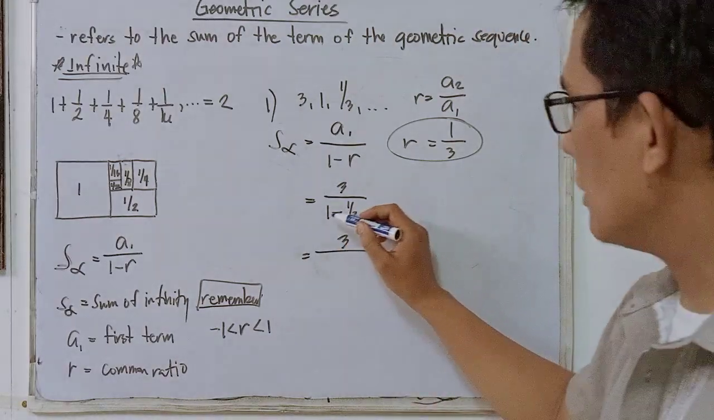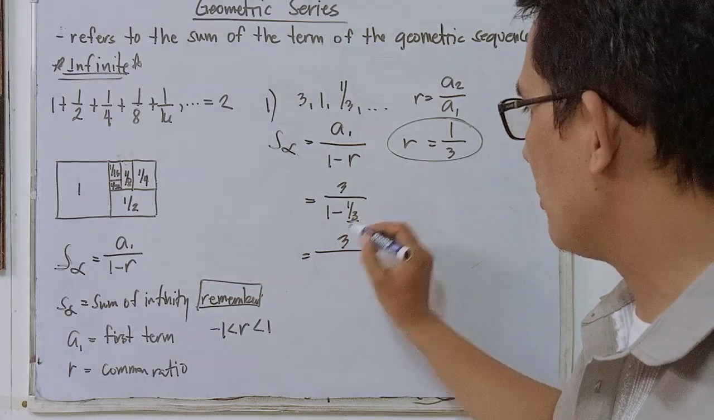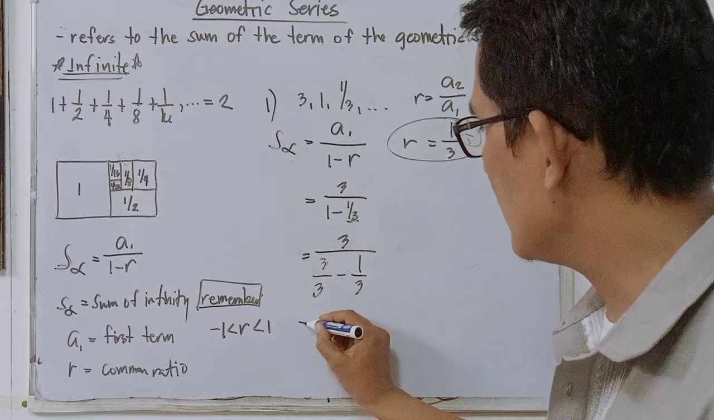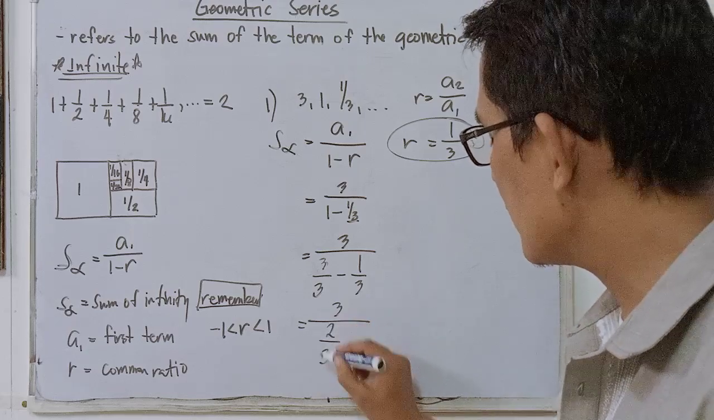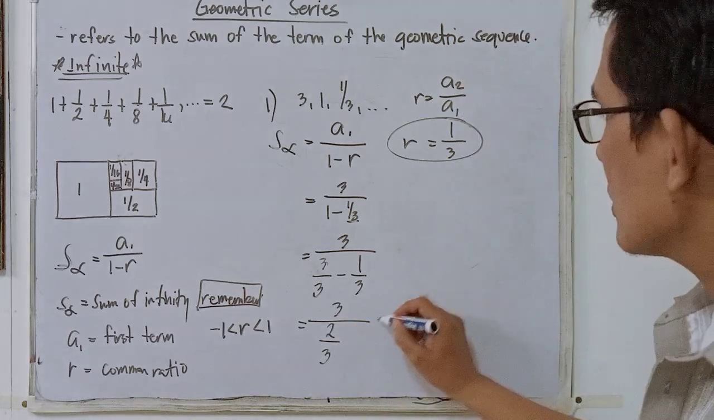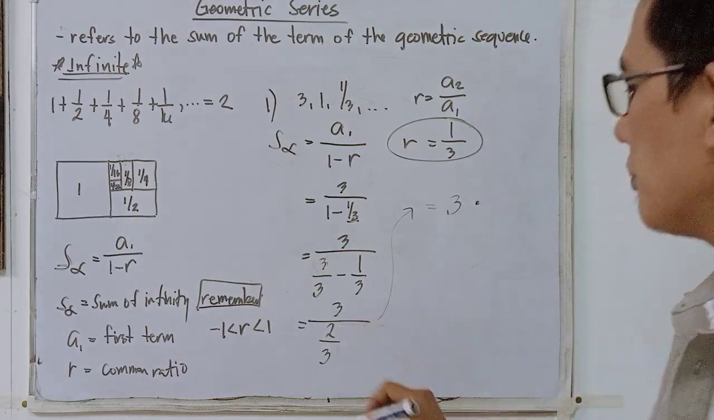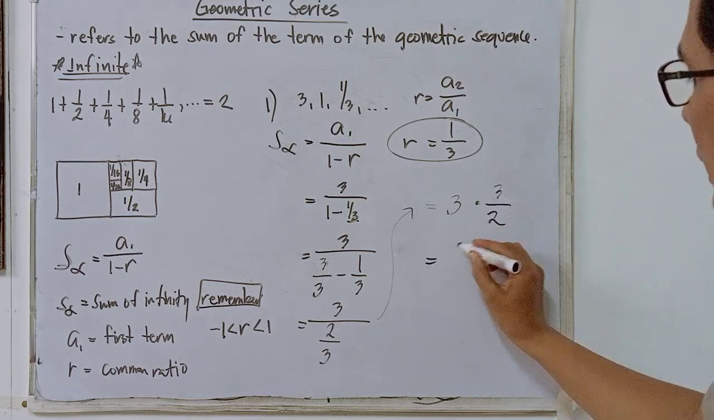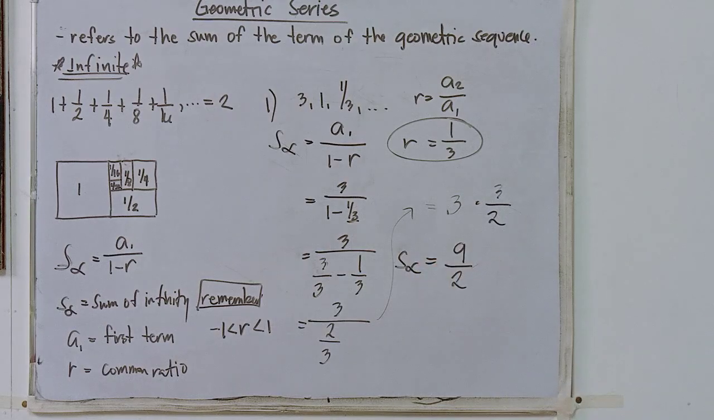So this becomes, let's simplify, 3 over 1 minus 1/3. We will have to rewrite 1 with the same denominator as our fraction 1/3. So this is 3 over 3/3 minus 1/3. So this is 2/3. So dividing fractions, this becomes 3 times the reciprocal of 2/3, which is 3/2. Just multiply this and the answer is 9 over 2. So therefore, the sum of infinity of this one is equal to 9 over 2.